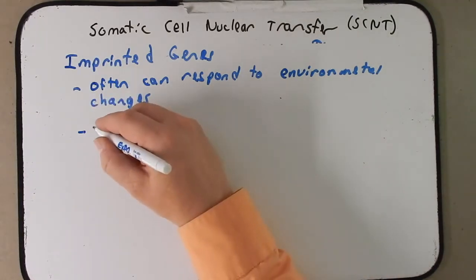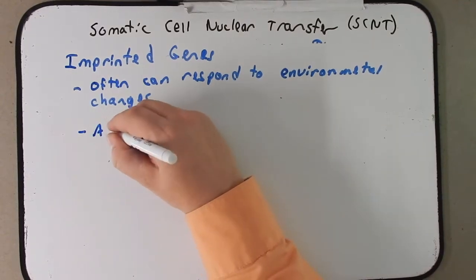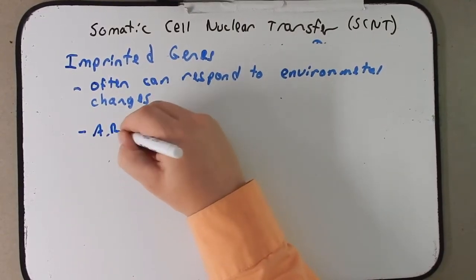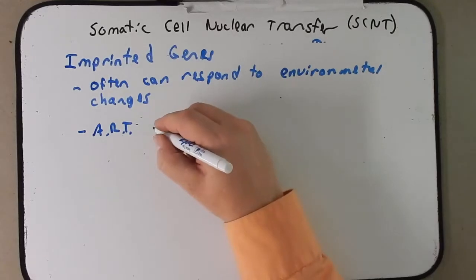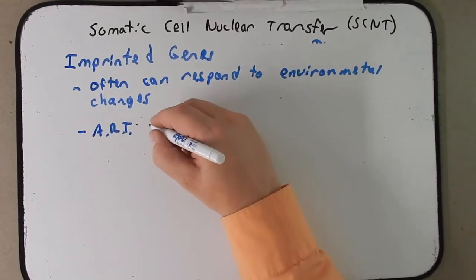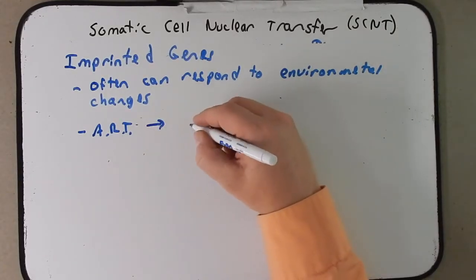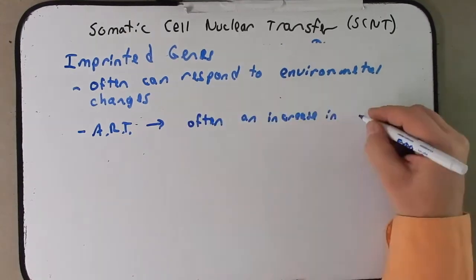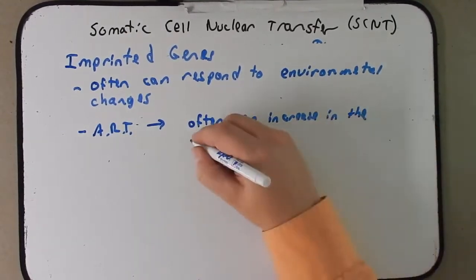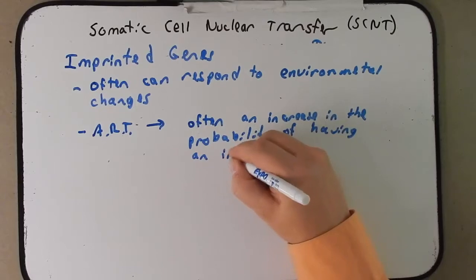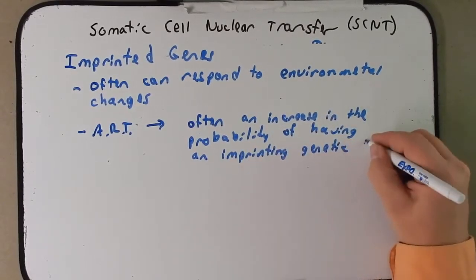We haven't said this before, but it's a good point to make here. When artificial reproductive technologies, ART, are used, like in vitro fertilization, there is often an increase in the probability of having an imprinting genetic defect.